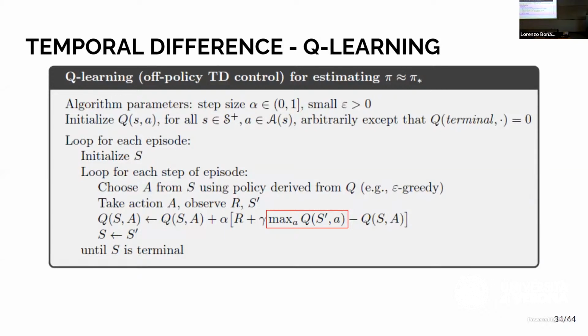The second algorithm is Q learning, which is really similar to SARSA. The only difference is here. While in SARSA, you update the Q value with the same policy you use to generate samples, here you use the maximum. So this is the only difference between the two algorithms.